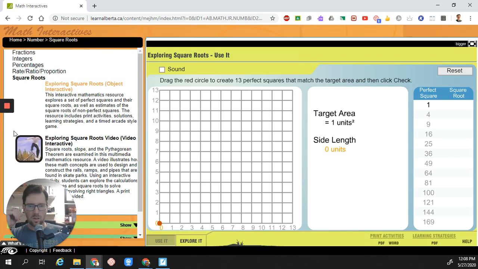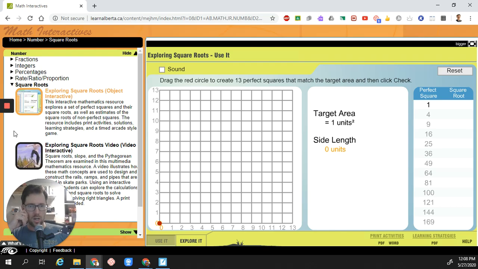Okay. One other cool thing you can do with this is you can play around a little bit. It's going to say the target area is 1 unit squared. So if you're looking for 1 unit squared, what would you drag up? I would drag up to 1 unit and then hit check. And that's going to tell you, okay, if it's 1 unit squared, what's the square root of 1? It's just 1, and you can hit check. And if it's right, it's going to put it in there.